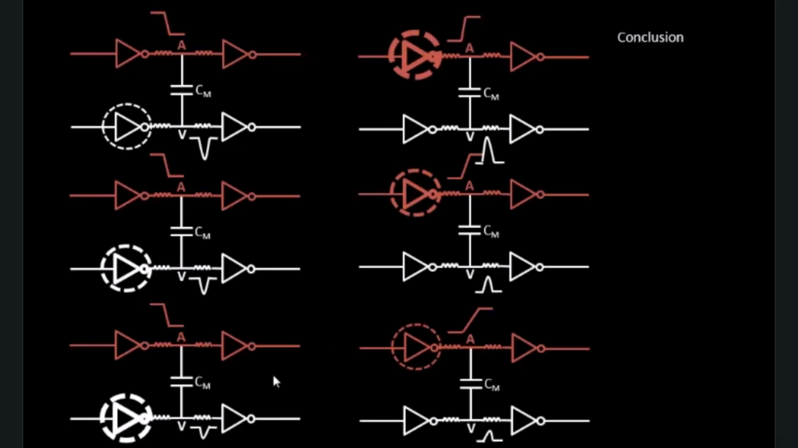So looking at all these scenarios, it looks like this is the best one that we have, the best solution. But there is a small catch over here. So let's look into that catch. We will look into the best possible solution over here, which is this one, where we have the victim very strong, and this actually helps to reduce the glitch on the victim net.